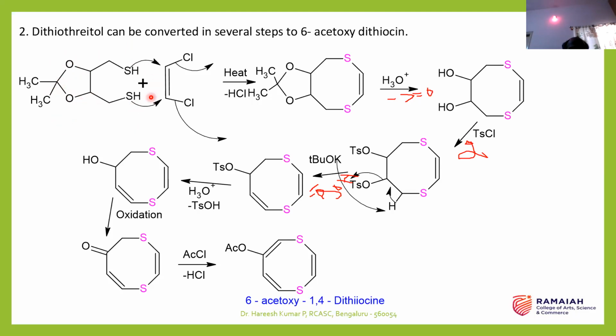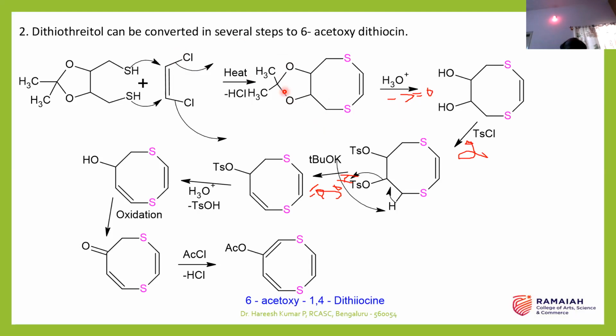So what we can say is hydroxythiol. When this hydroxythiol is heated with vinyl chloride, this group is called a vinyl group, otherwise we can call it ethene dichloride. So what will happen? A lone pair can attack here, and Cl will go out. Similarly, another lone pair can attack, and Cl will go out, forming an 8-membered ring.